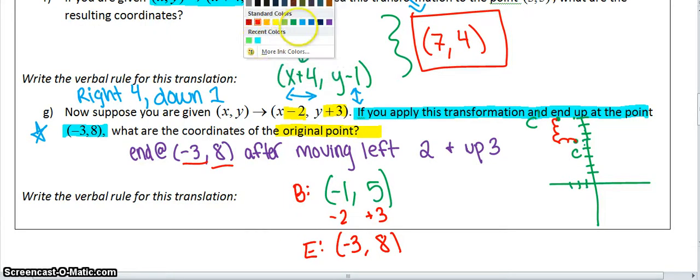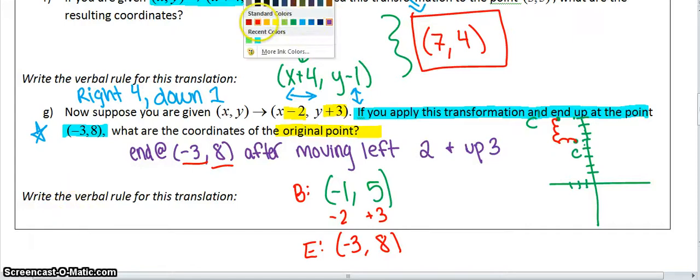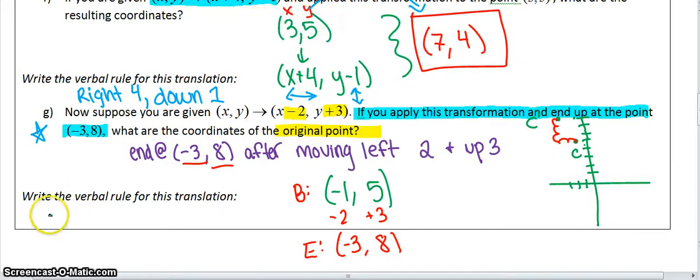Okay, now, there's lots of ways to think about this. If you're a visual person, you might like the graph. If you're not, you might like the equation. Whatever works for you, I'm fine with. But you do need to know how to write the verbal rule. And all the verbal rule is saying is describing how you move. So I had to move left 2 because I was subtracting 2. And I had to move up 3 to get from my start to my end, my original image to my post image.